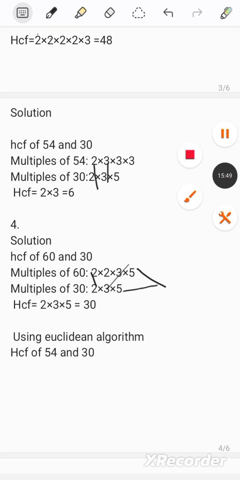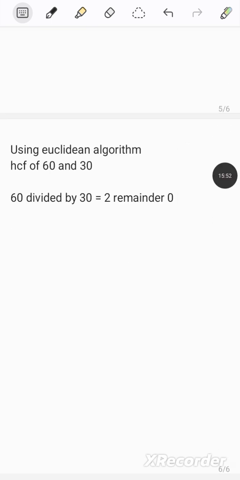Now we continue with our Euclidean algorithm. From this, we can see that 60 divided by 30 gives 2 remainder 0. And the last number to divide 60 with no remainder is 30. Therefore, the HCF of 60 and 30 is 30. The last number to divide 60 with no remainder is the HCF. That is basically the summary of the Euclidean algorithm method, or the division method.